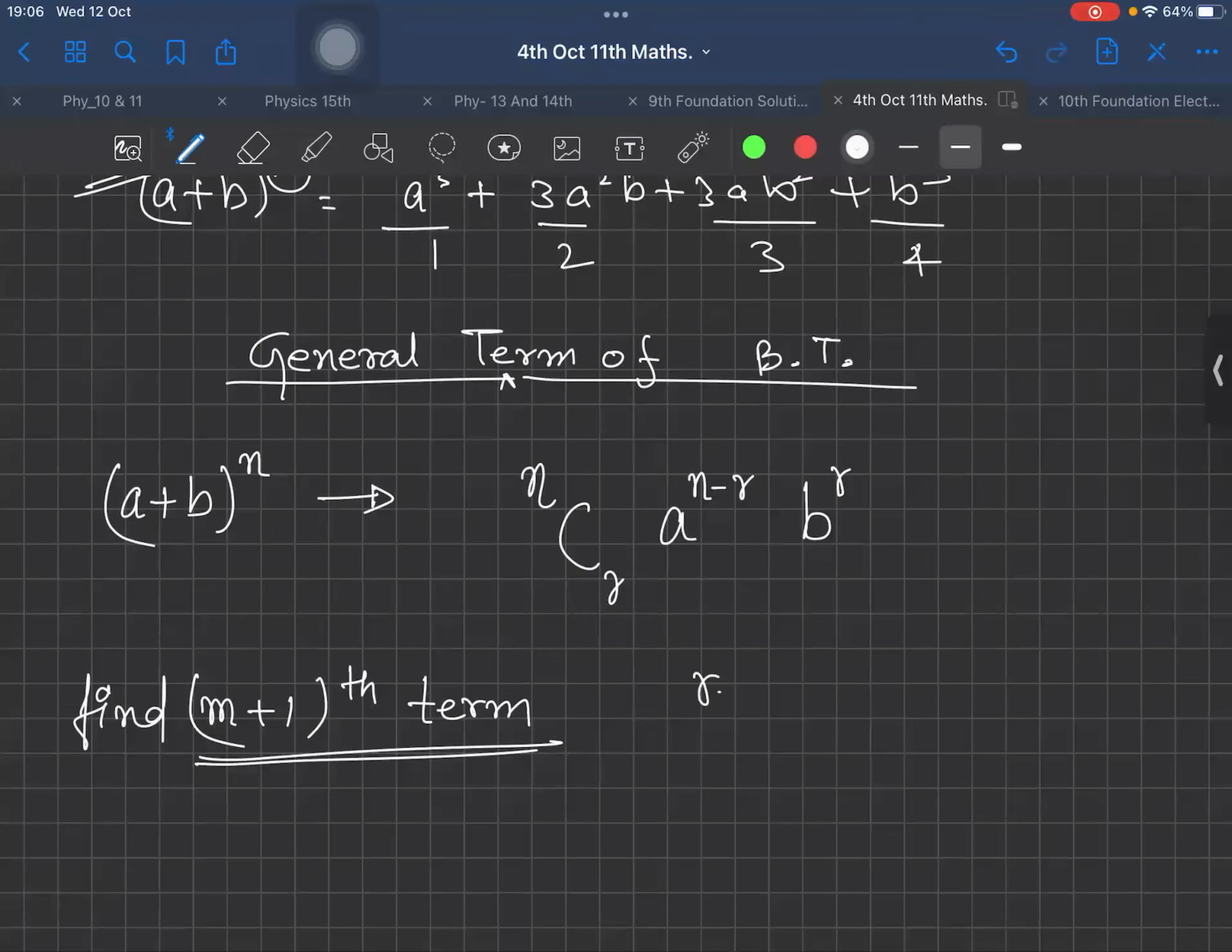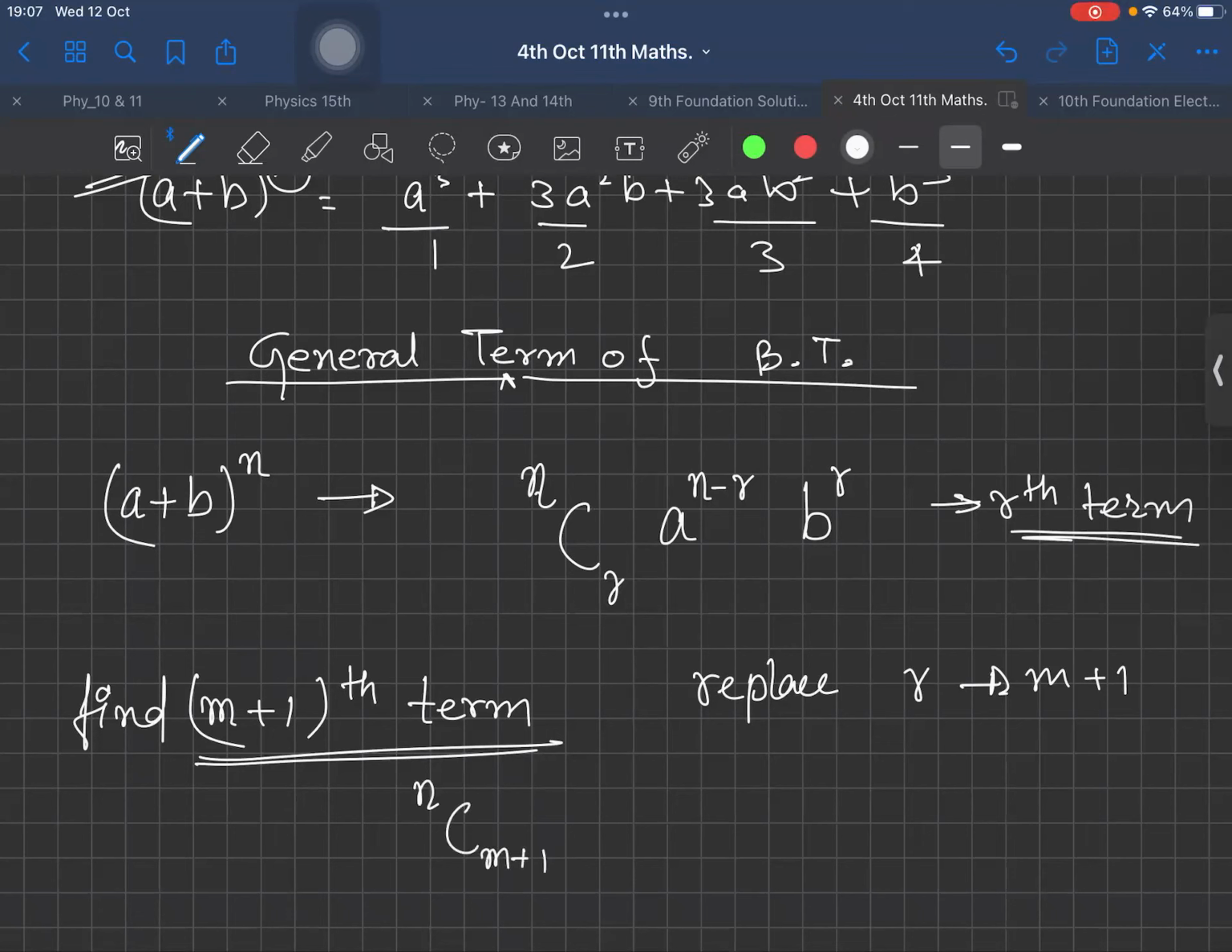You just replace r by m plus 1. That's what you need. This is a general term, this is the rth term. That's why it is called general term. You can write nCm also if you want, it doesn't matter. You know the meaning of general, right? So just replace: nC(m plus 1), a to the power of n minus (m plus 1), b to the power of m plus 1. That's it.